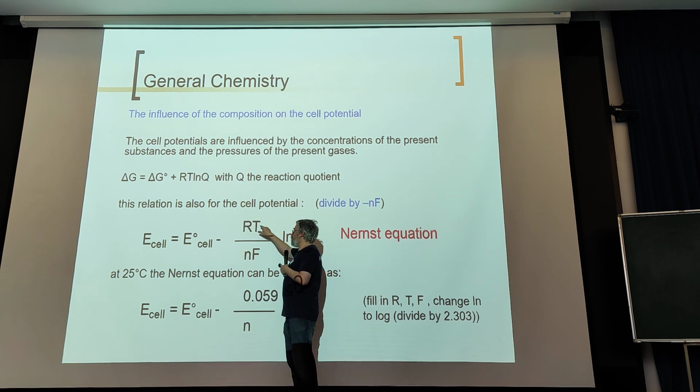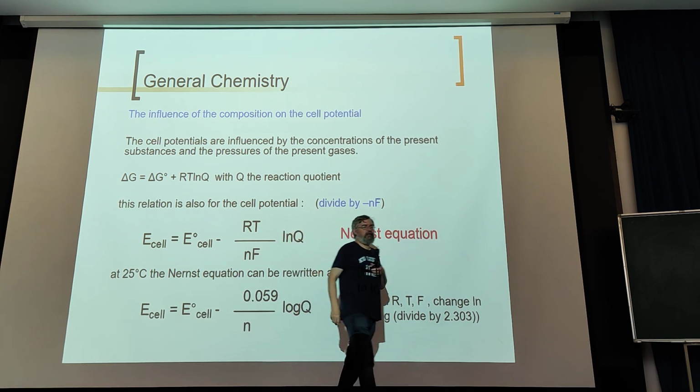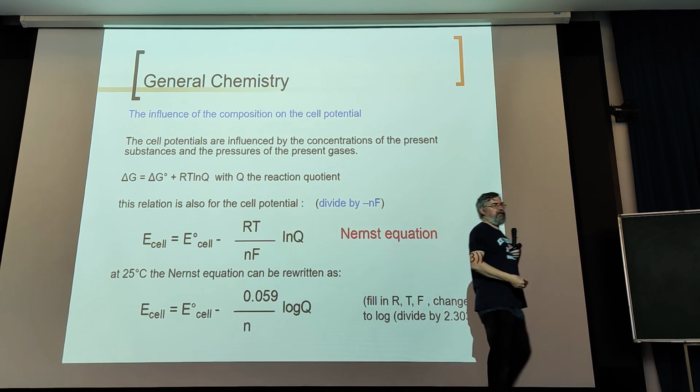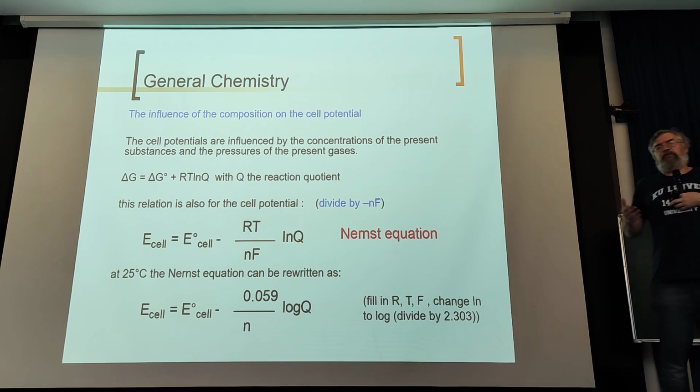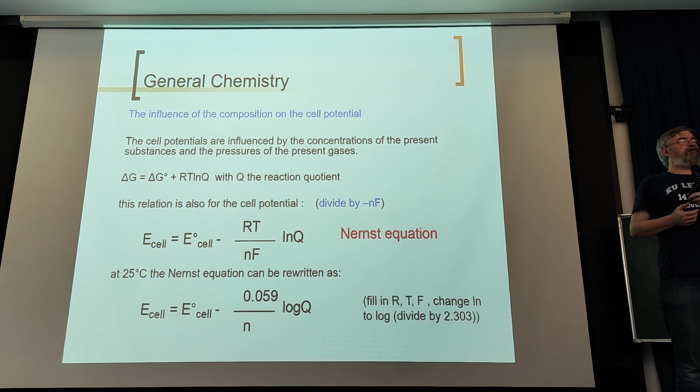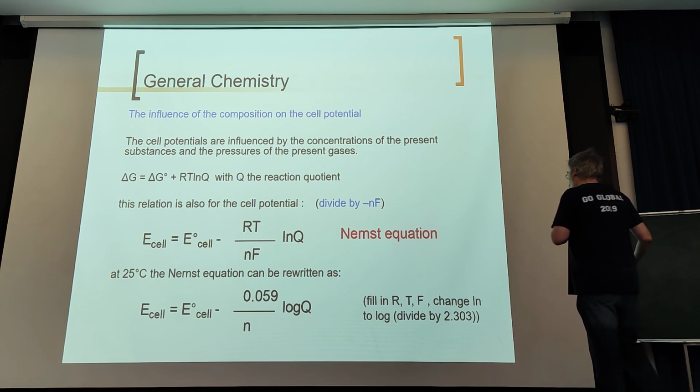So that's R, T, F, and the conversion of natural to decimal. The only thing that we cannot already fill in is N, because for every reaction it could be different. So it could be from 1 to 6 electrons, sometimes even 7.